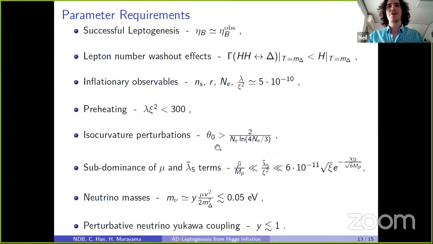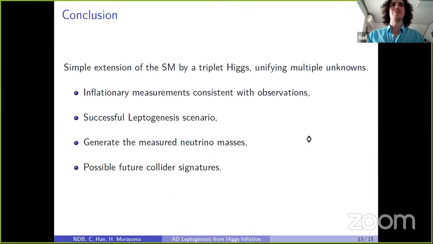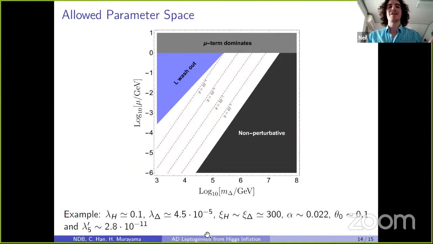We've got isocurvature perturbations. We've made these assumptions that the mu is subdominant to lambda phi, the 5-dimensional term, and also that it's subdominant during inflation. We have constraints from the neutrino masses, and also subsequently the Yukawa couplings. So you can put all these together and write down just an example set of parameters here.